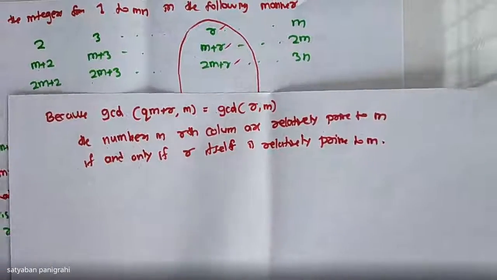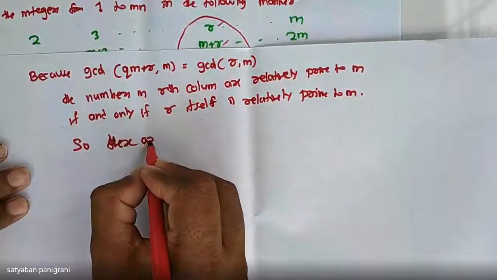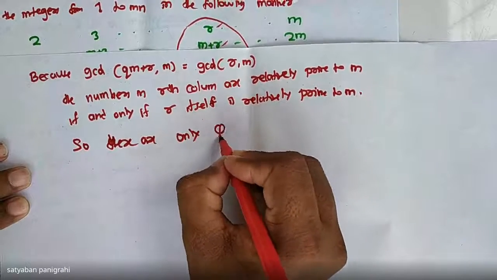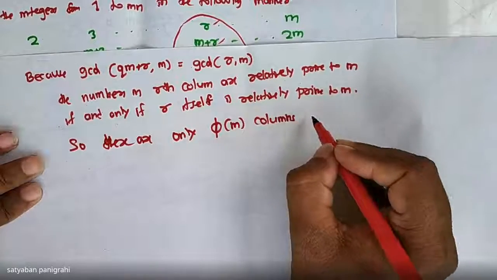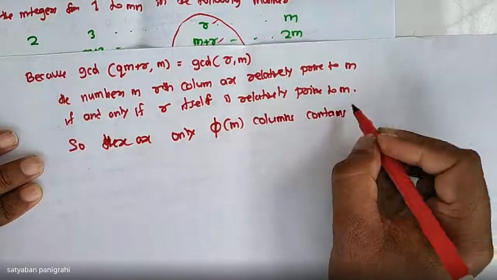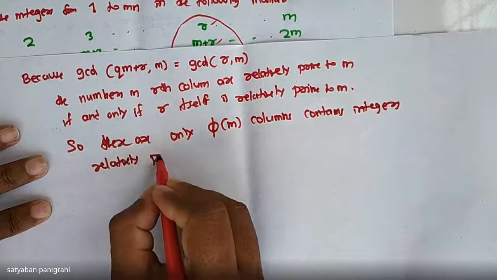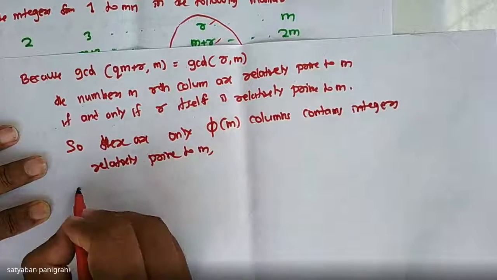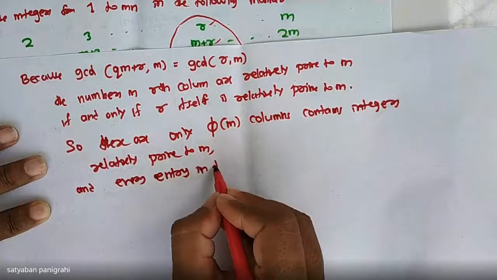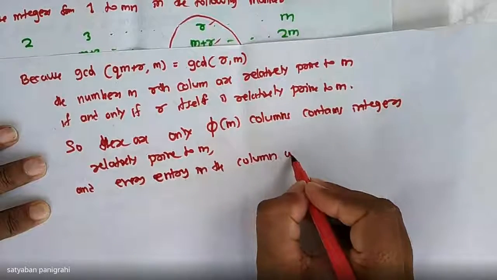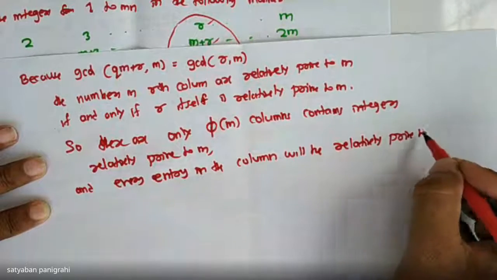So there are only phi of m columns which contain integers relatively prime to m, and every entry in the column will be relatively prime to m.